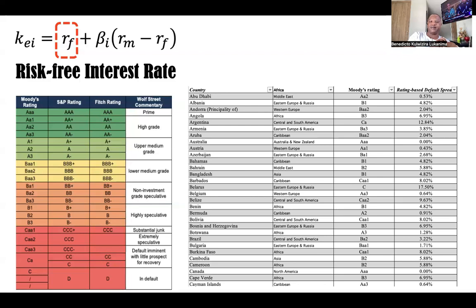The same applies, for example, to Argentina. Rated Ca, default spread 12.64%. Therefore, it's very important to understand that when we talk about government securities as risk-free, we simply make a simplified assumption. Adjustments are necessary to determine how much actually the risk-free interest rate is.